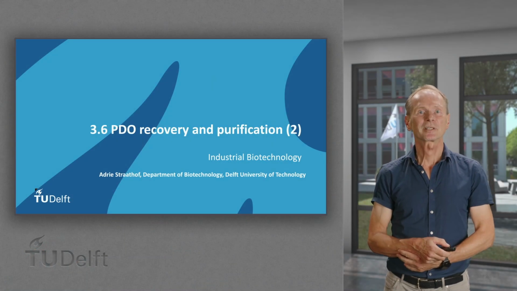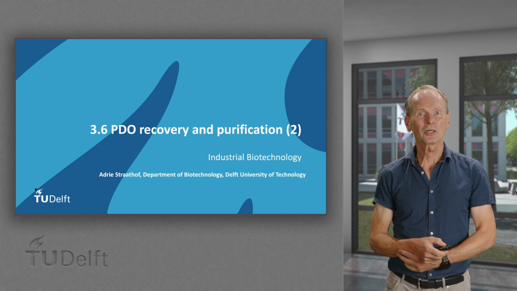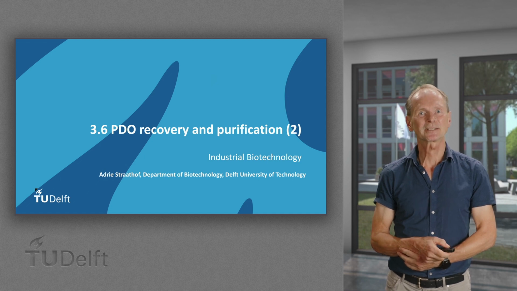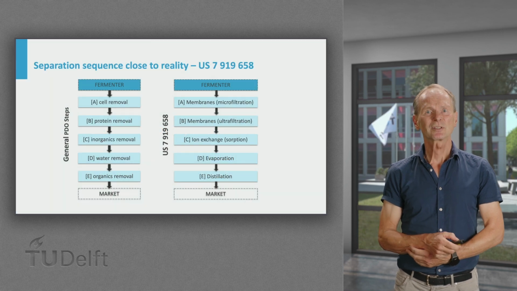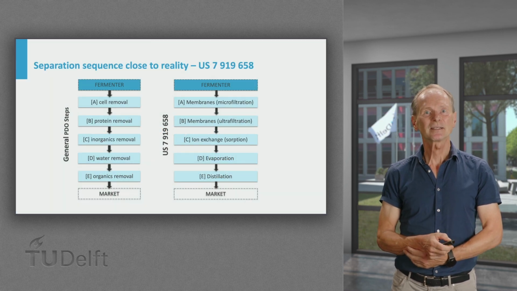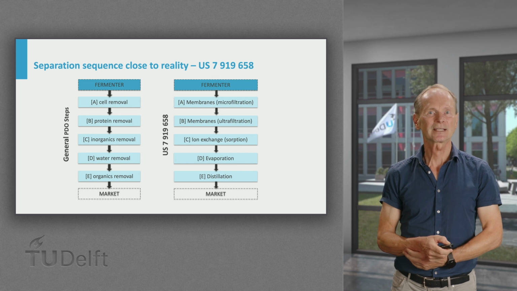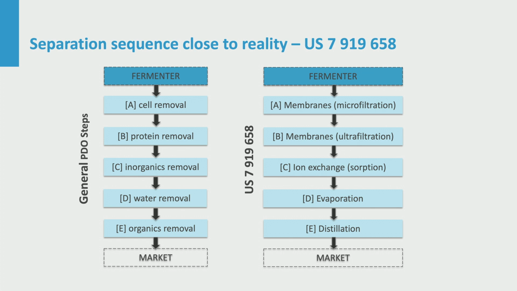Welcome to this lecture in which we elaborate on the PDO process that has been partly designed in the previous lecture. Initial choices for main steps A-E have been suggested and these have been put together here. The process configuration resembles the main steps such as described in a patent by one of the leading PDO manufacturers. Now we will elaborate a bit on the mass balances for these steps.